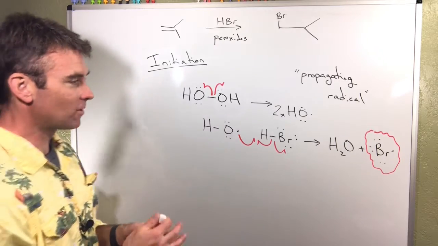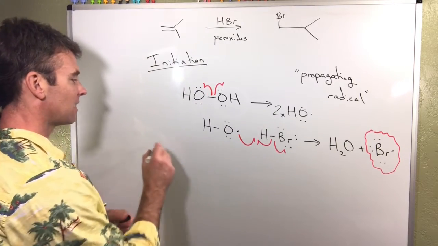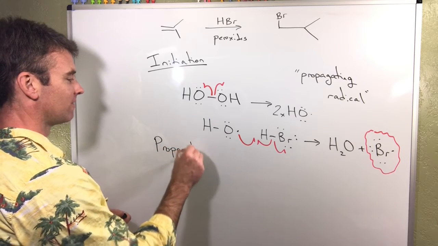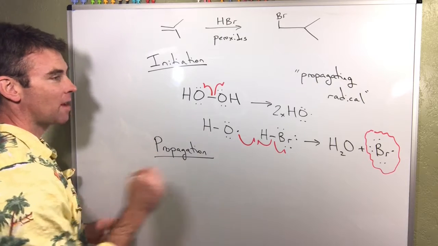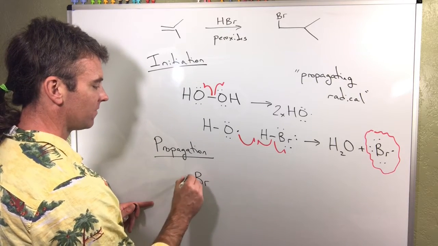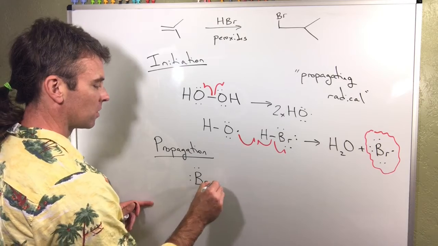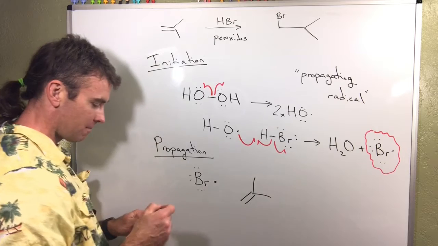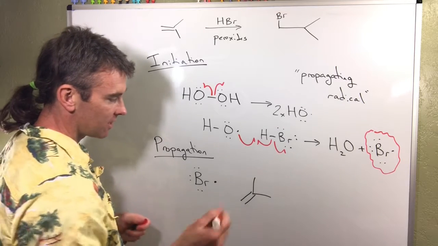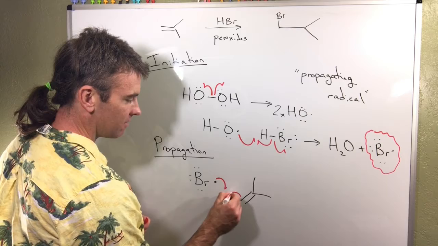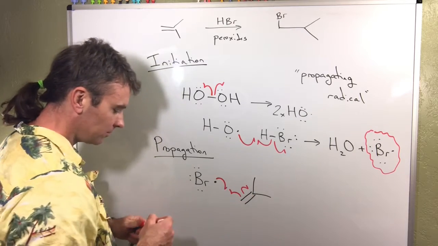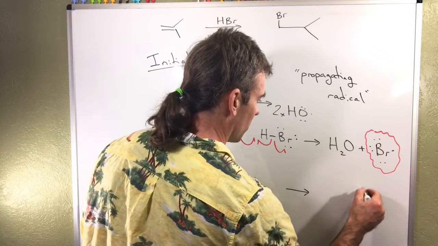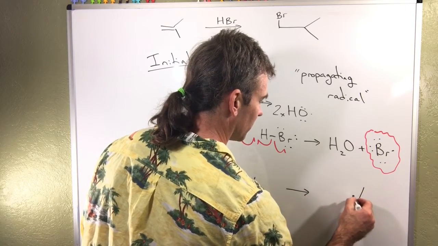Next step after initiation is, believe it or not, called propagation. And what happens here is that Br dot comes in the presence of our starting material, which I'll just draw like that. It turns out that the Br adds to the very end here because it forms the more substituted radical carbon.